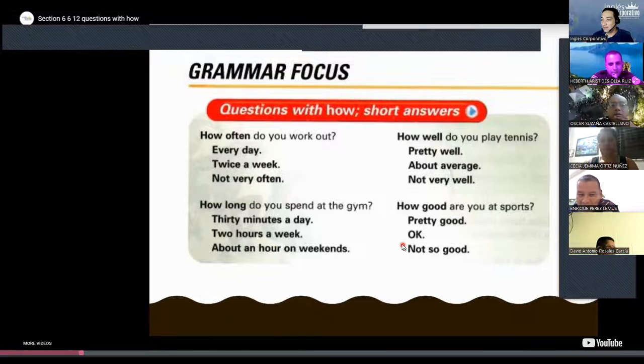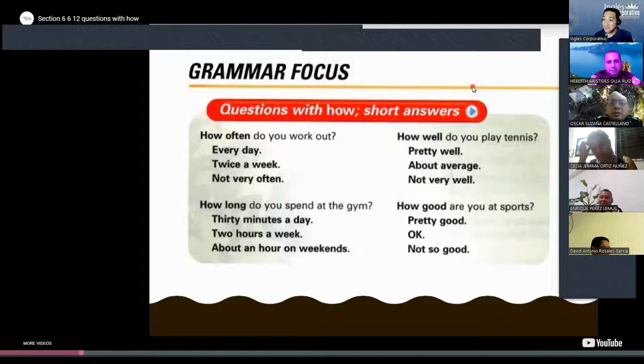¿Cuánto tiempo? How long do you work? Every day. ¿Cuánto tiempo vas al gym? How long do you work? ¿Cuánto tiempo trabajas? Every day. How long do you work every day?